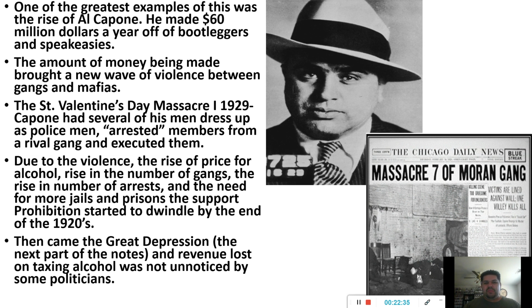And the support for prohibition started to dwindle. People were like, yes, it was so good. People are now sober and this and that. But with all these problems piling up, now people are like, maybe this is not good, you know.